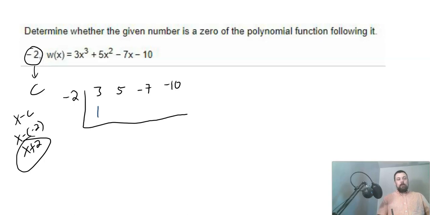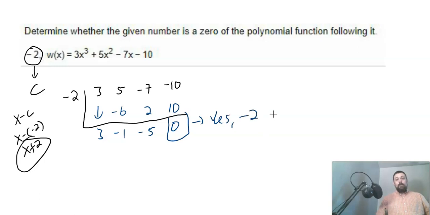You drop the first number below the box, it's 3. Multiply, you get -6. Add these together, you get -1. Multiply, you get 2. Add these together, you get -5. Multiply, you get 10. Add these together, you get 0. And so the answer is yes. -2 is a 0 of that polynomial.